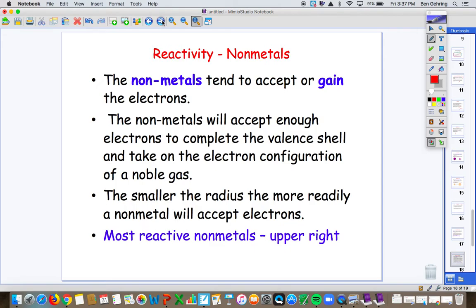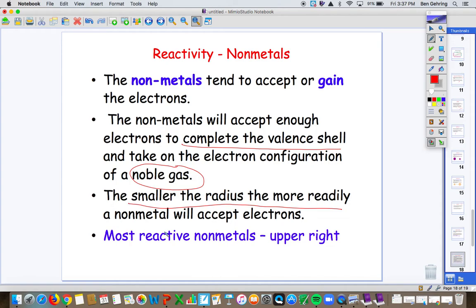The inverse is true for your nonmetals. Because nonmetals want to gain electrons, it's easiest to gain when they are close to the nucleus. So they're looking to complete their outer shell, whether that's gaining 1, 2, or 3 electrons, and that will give them the electron configuration of a noble gas, which is what everything wants. So the smaller your radius, the more readily your nonmetal will accept electrons.